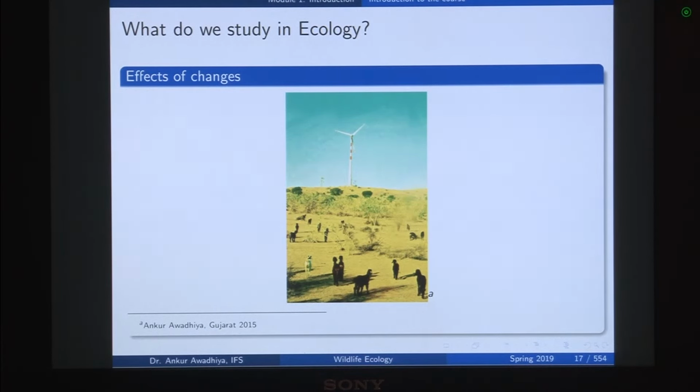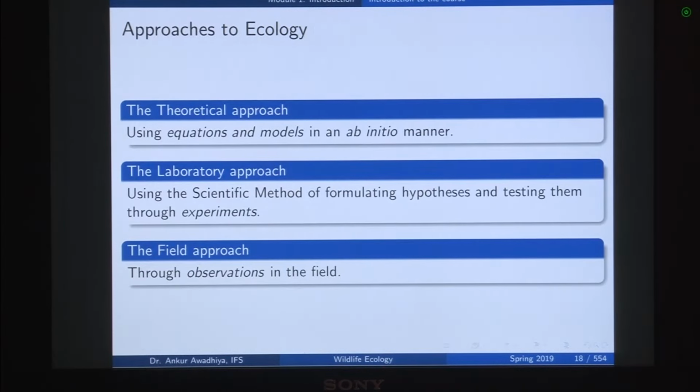So, things such as desertification that are being brought about by some human activities are also topics that we study in ecology. So, effects of changes. So, these are some topics that we study in ecology, but how do we study these? So, there are three approaches to ecology.